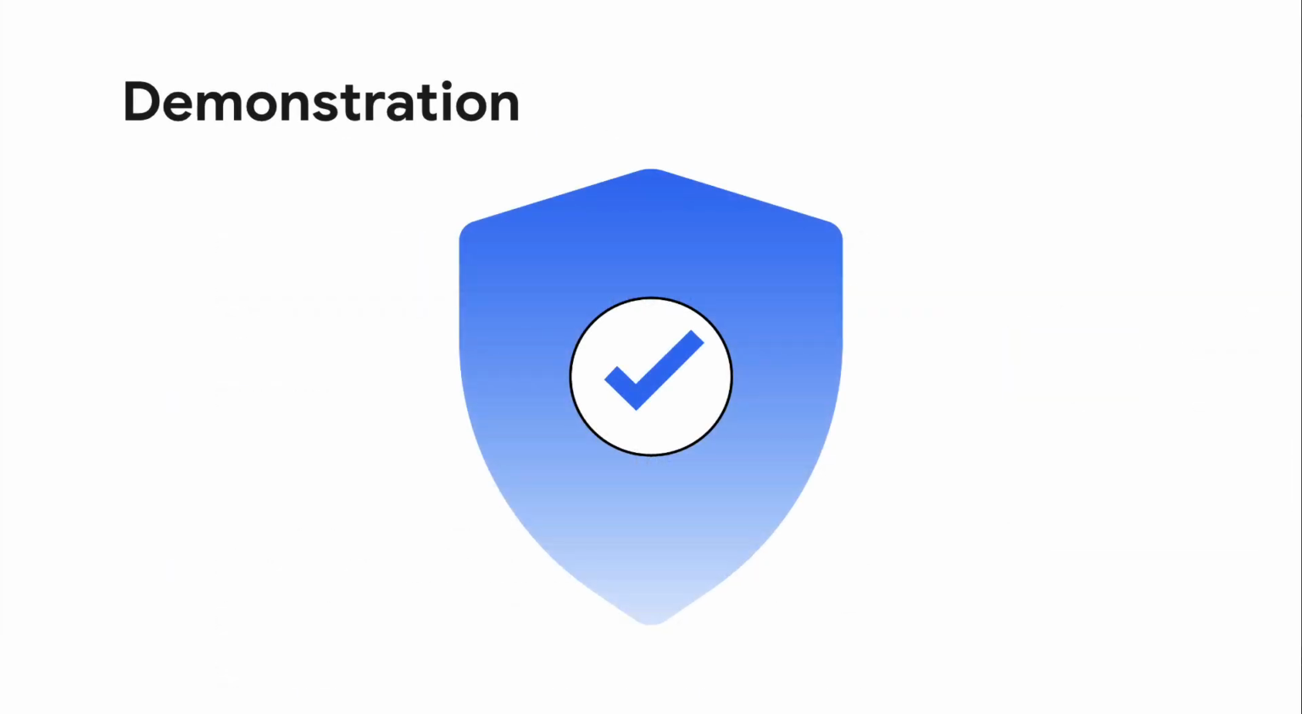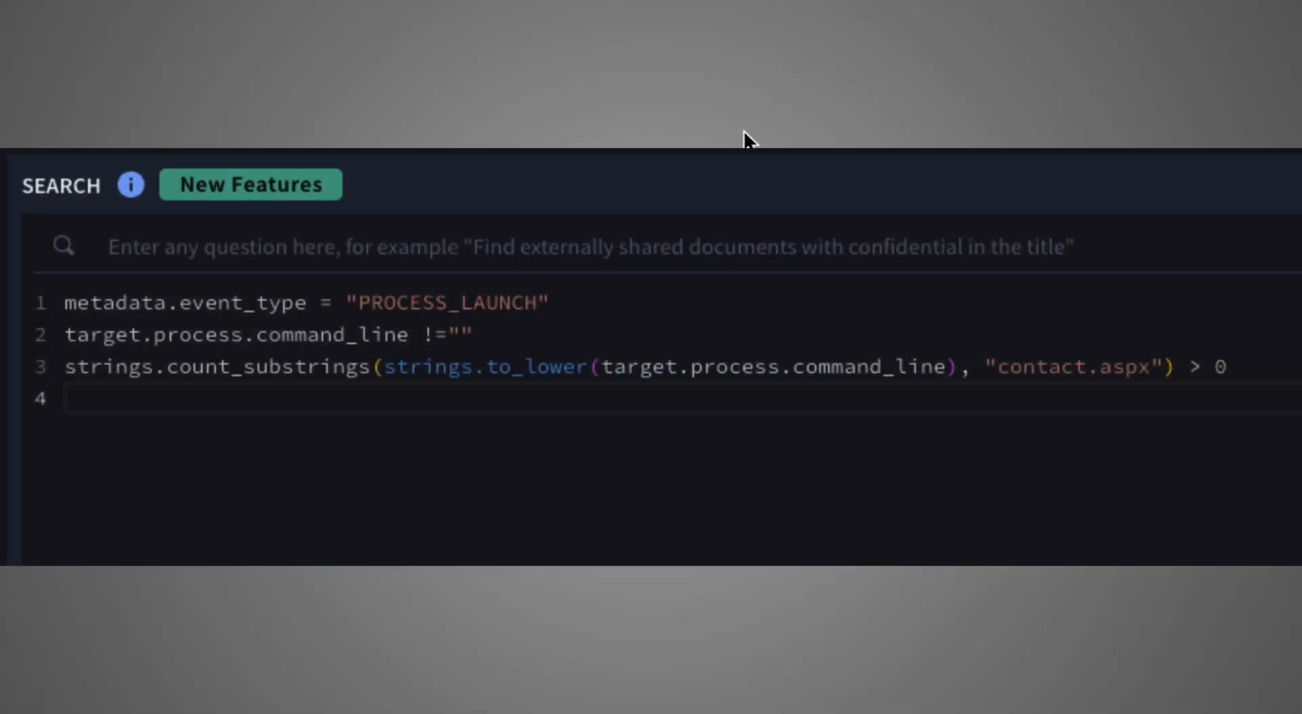Let's start with this simple example in search. We've been told that a web page named contact.aspx is suspicious, and there is some concern that it is associated with a web shell. We could search target.process.command-line to see if it's referenced. Alternatively, we could use the function strings.count_substring and look for the pattern contact.aspx and return all events where the number of substrings is greater than 0. Let's start by doing that.